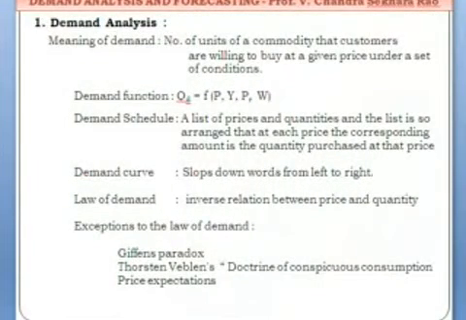And what are the exceptions to the law of demand? Normally, whenever price increases, quantity decreases, and when price declines, quantity increases. This is the general rule. But there are certain exceptions.